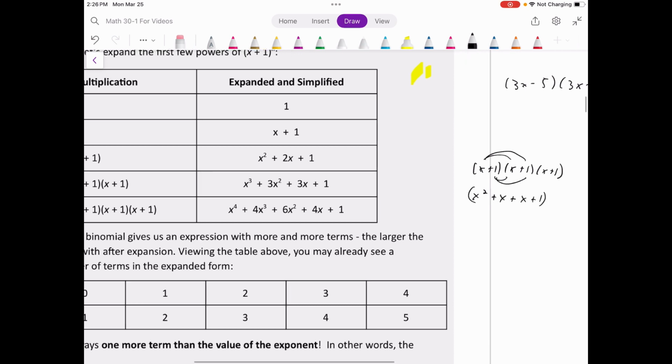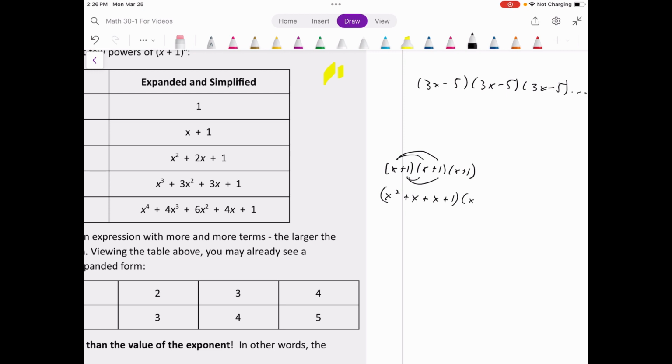So that's the result of multiplying the first two together, and then we've still got to multiply that by an x plus 1, right? We could combine our like terms here before we move on. Okay, and then we would repeat. x squared times x is x cubed. x squared times 1 is x squared. 2x times x is 2x squared. 2x times 1 is 2x, right?